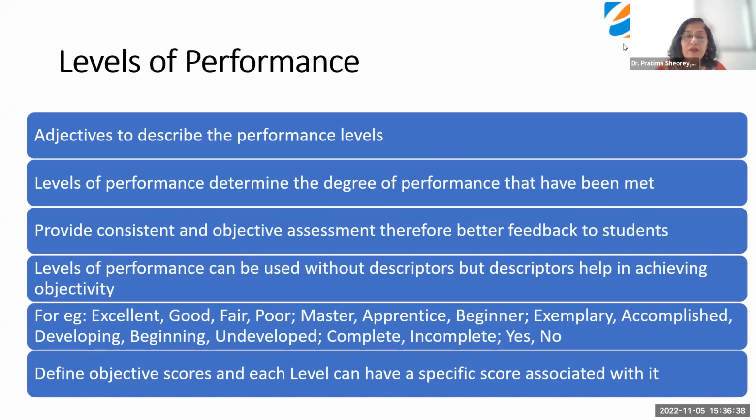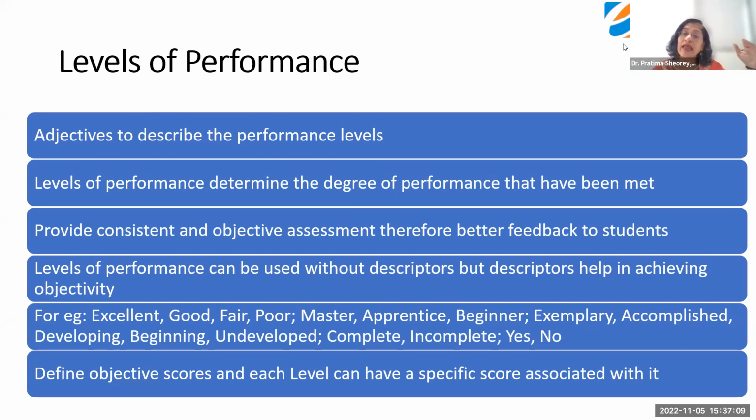Provide consistent and objective assessment, right? But descriptors help. So for example, one set can be, so I've put in 3, 4, 5 sets here. You can look at these. You can use these or any others, okay? Excellent, good, fair, and poor, right? So let's say if I have an assessment for 10 marks, 8 to 10, excellent. Okay, 6 to 8, good. 4 to 6, fair. Below 4, poor.